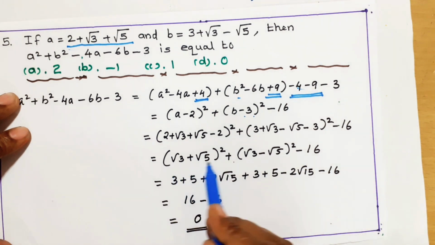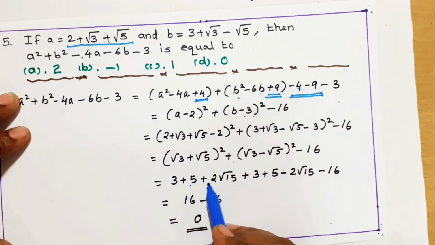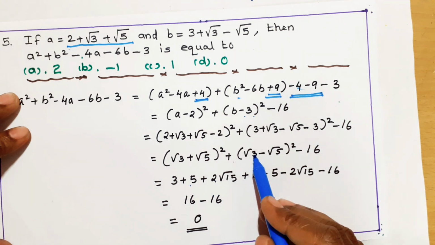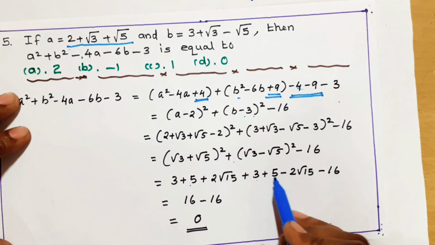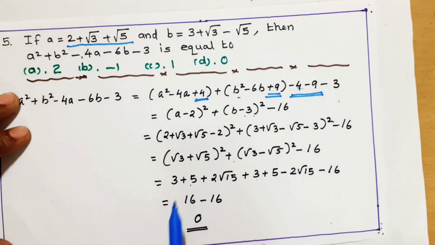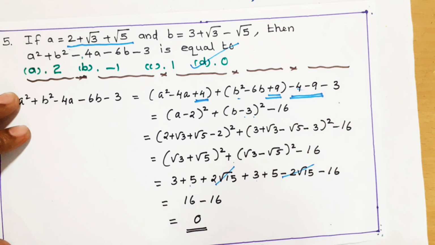Now this is in the form of A plus B the whole square. A square 3, B square 5, plus 2AB, 2 root 15, plus 3 square 3, plus 5, minus 2 root 15, minus 16. 3 plus 5 is 8, 3 plus 5 is 8, 8 plus 8 is 16. 16 minus 16, because these two terms get cancelled. So your answer is 0.